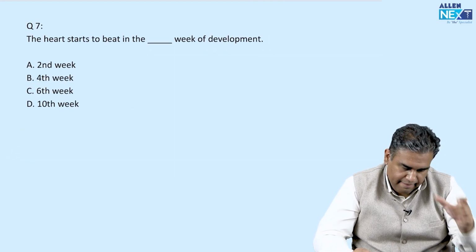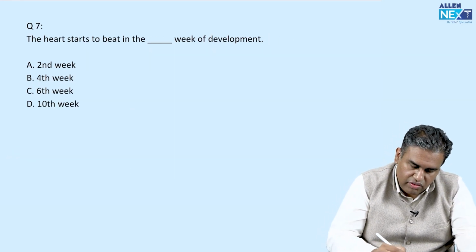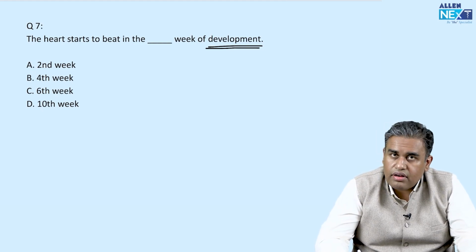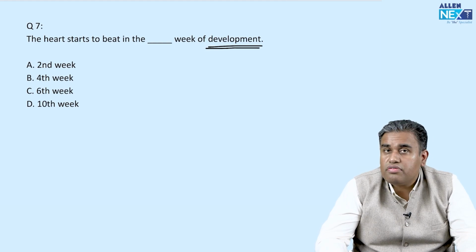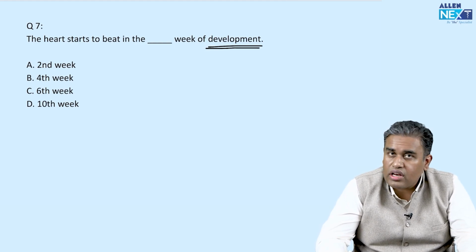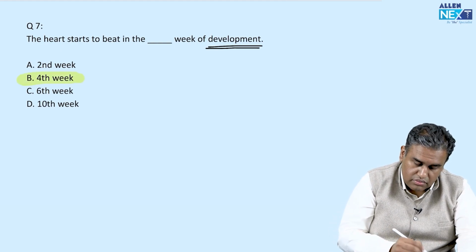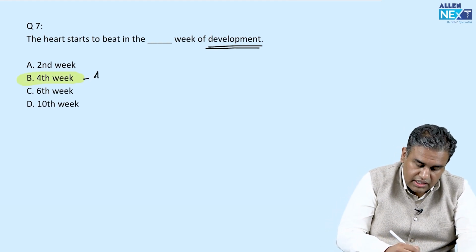Good question. The heart starts to beat in the dash week of development. Heart is one of the first organs to start to develop. It starts to beat around the fourth week of development. Embryonic life, if you say, then the answer over here will be the fourth week of development. The heart starts to beat, that will be the answer.